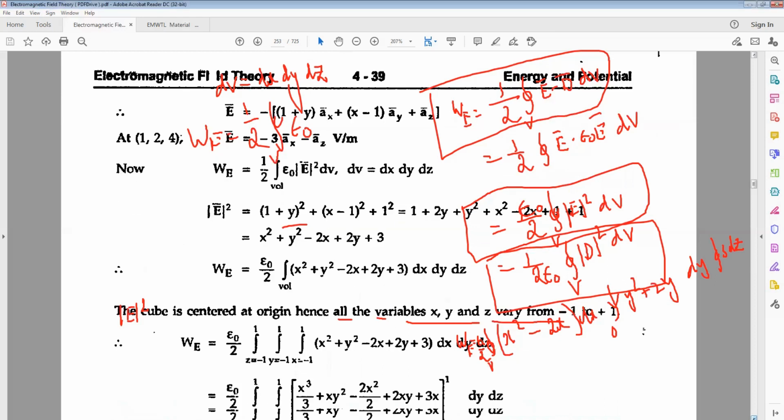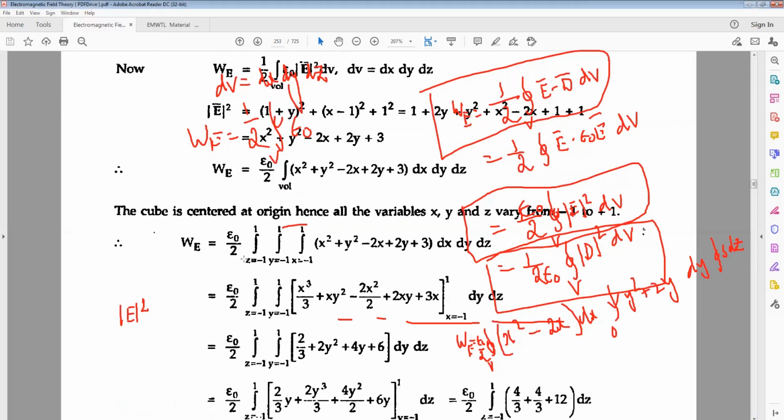So then apply the integral for all these things. The cube is centered at the origin, so the limits are minus 1 to 1, minus 1 to 1, minus 1 to 1, for all the functions. With dx, x square gives x cube by 3, and the y square is a constant, so the integral is y square into x, 2x square by 2, and 2y is a constant into x, and 3 into x with respect to the x value. Okay, we are applying the integral here, not the derivative. So, we'll take this one.